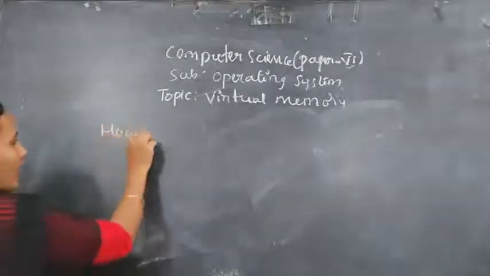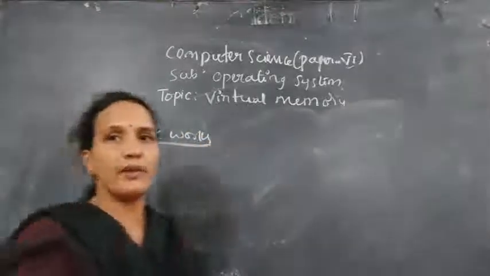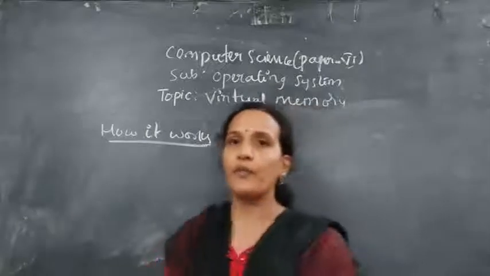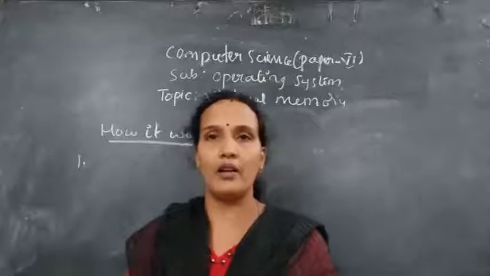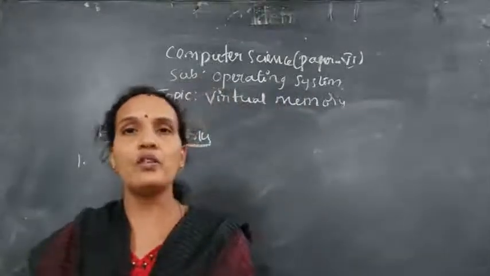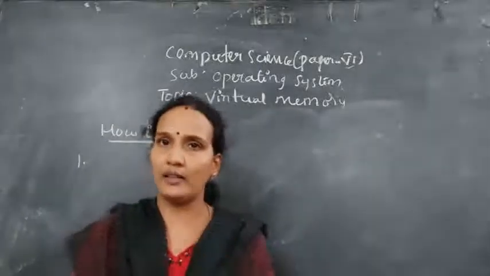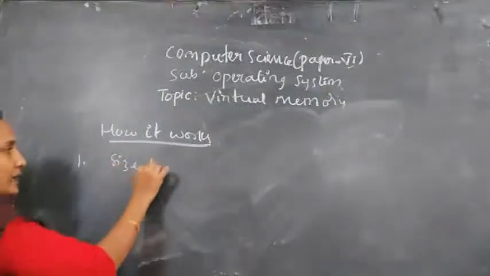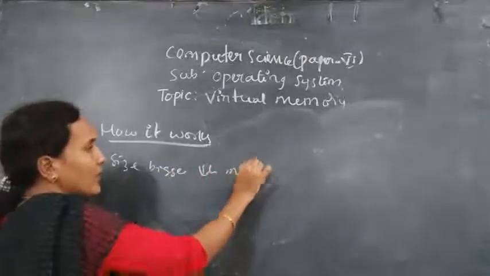How it works. The next one. It's a small concept only, but based on this we have demand paging, page replacement algorithms, a number of topics. How it works? Actually, we use virtual memory whenever the user wants to execute a program whose size is bigger than the actual main memory. So if the size is bigger than the main memory, then only we use virtual memory.